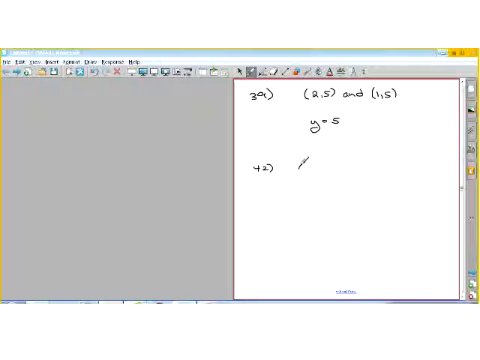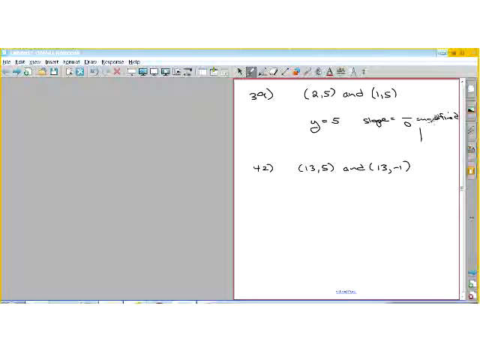Okay, 42, similar kind of thing. (13, 5) and (13, 1). So this is the other case. So x is the same. And if we didn't recognize that immediately, what we would find is when we calculate the slope, we would get some number divided by 0, which is undefined. Undefined means vertical line.